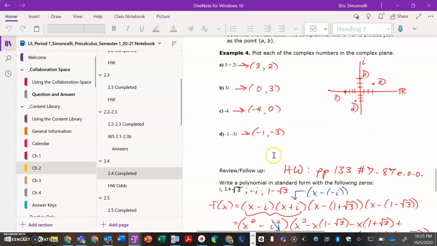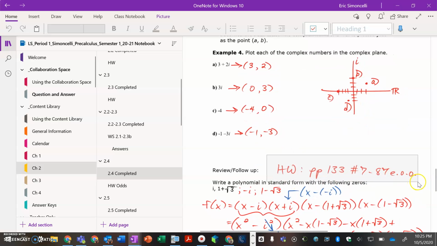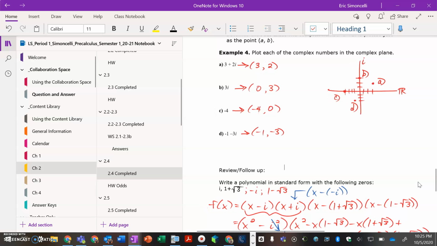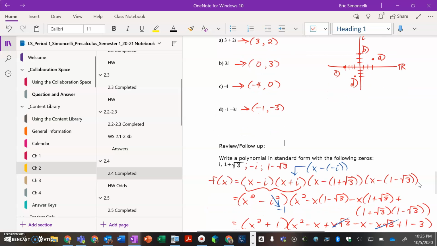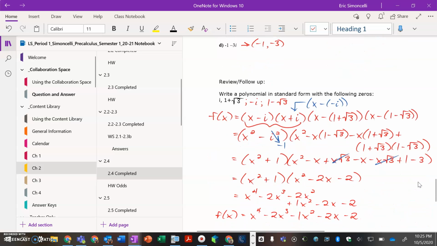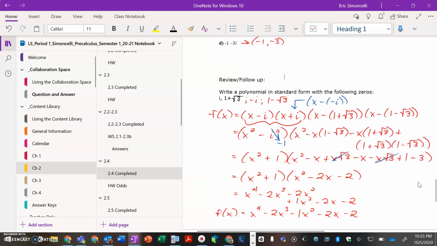We are not going to follow those homework instructions, so we'll go ahead and delete that. There is a review and follow-up, though, that I want us to consider. This is a full-fledged problem that incorporates what we've been doing, where if I ask you to write a polynomial in standard form with given zeros, you're going to be doing some foiling.